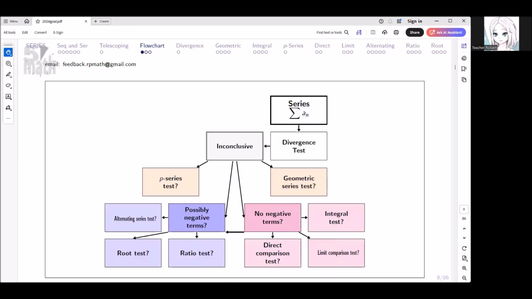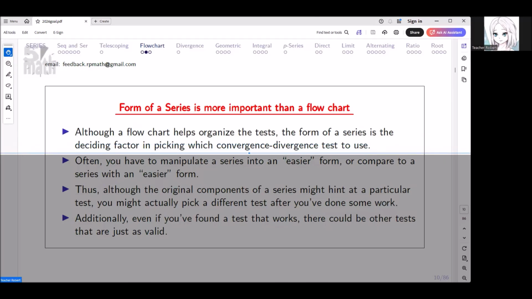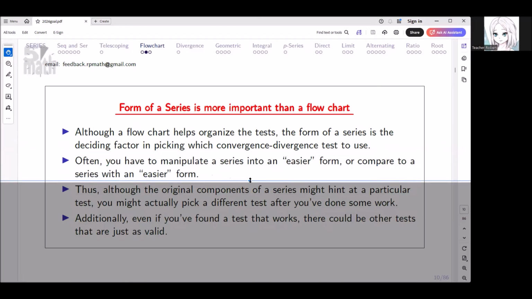Here is a flowchart. Form of a series is more important than a flowchart. Although a flowchart helps organize the tests, the form of a series is the deciding factor in picking which convergence or divergence test to use. Often, you have to manipulate a series into an easier form, or compare it to a series with an easier form.